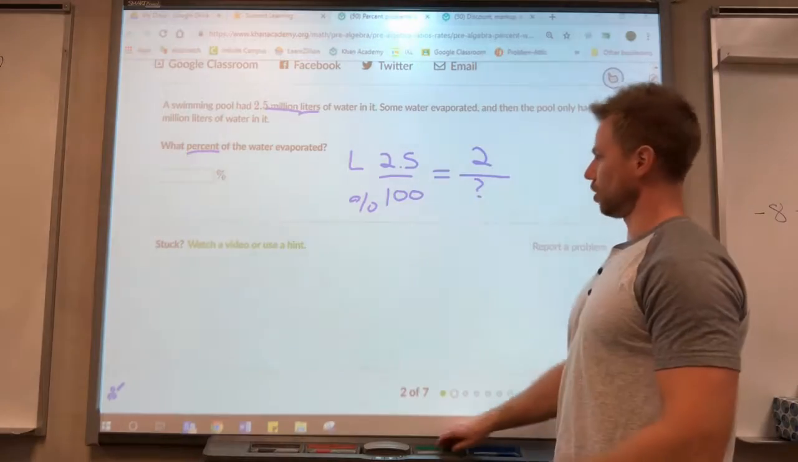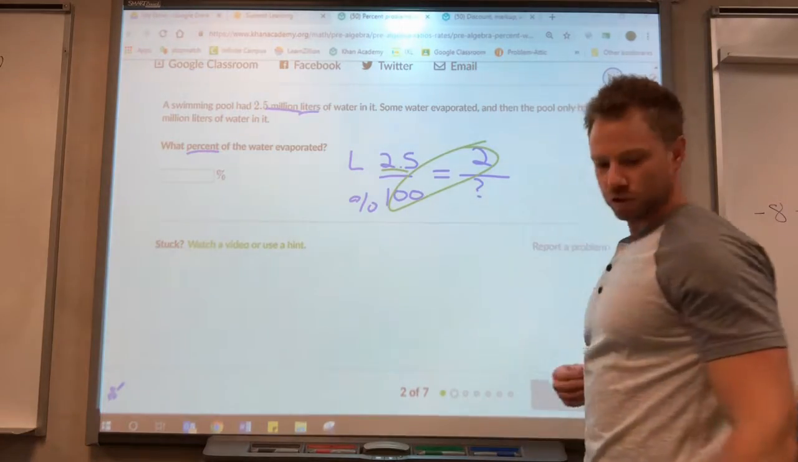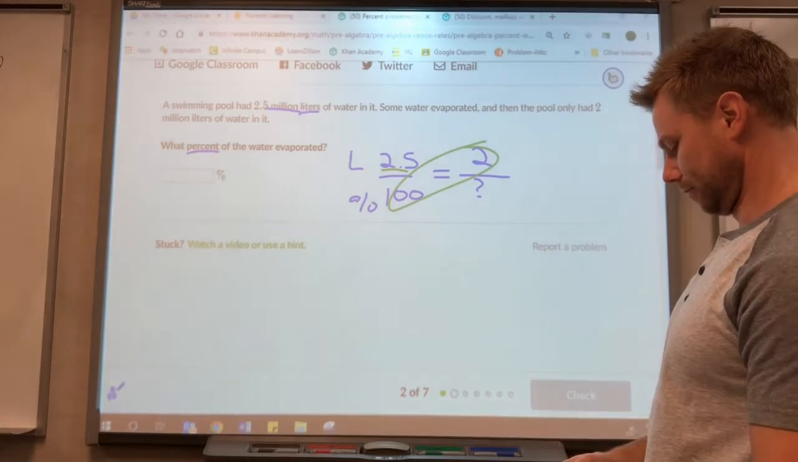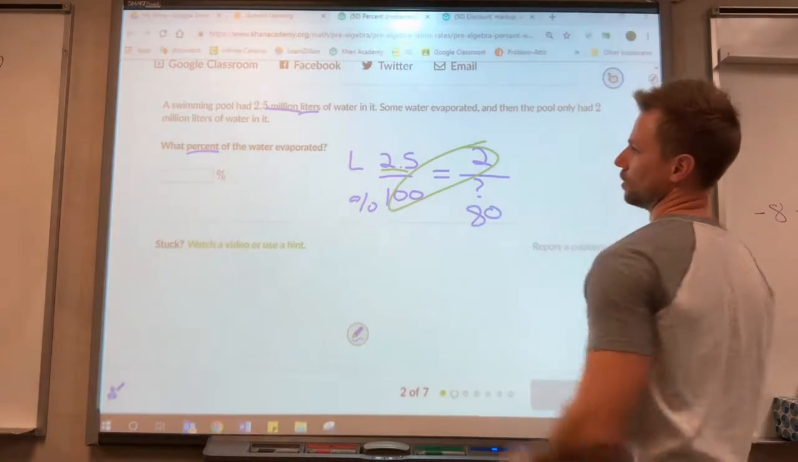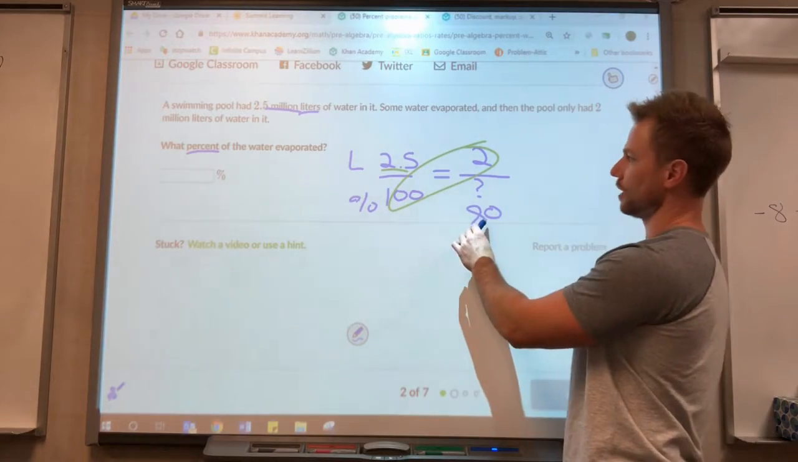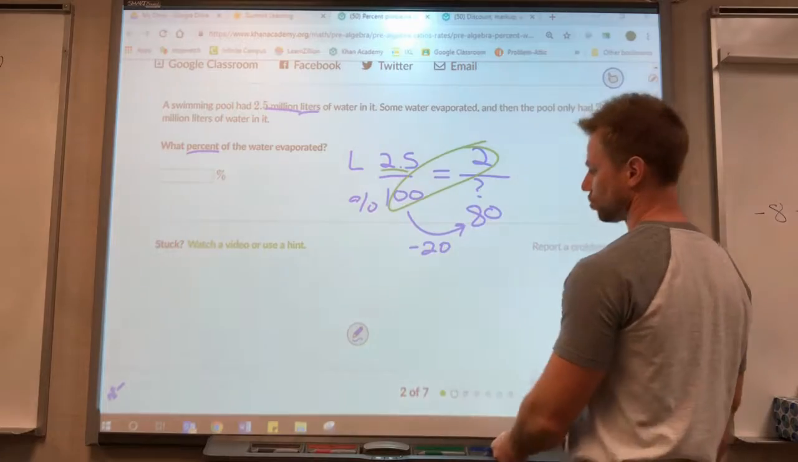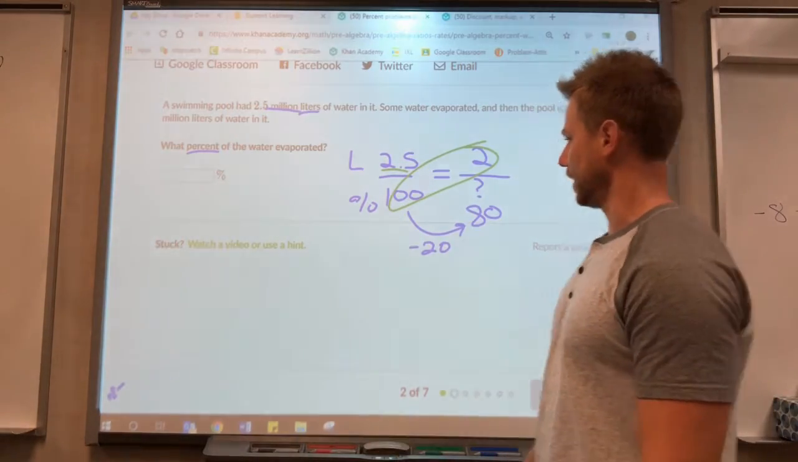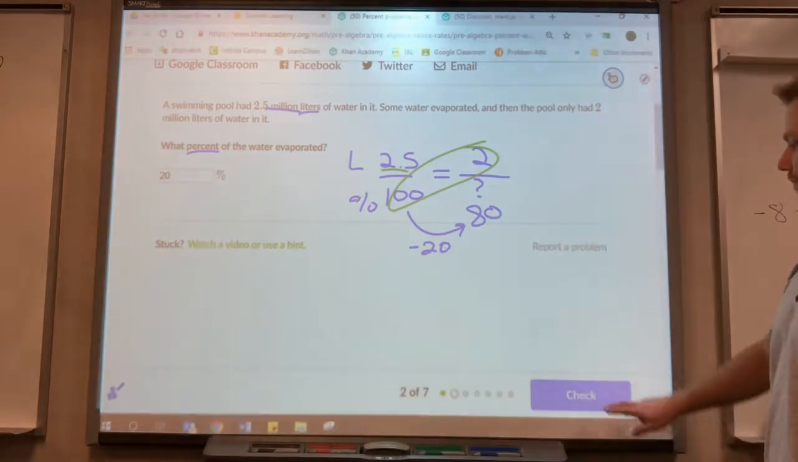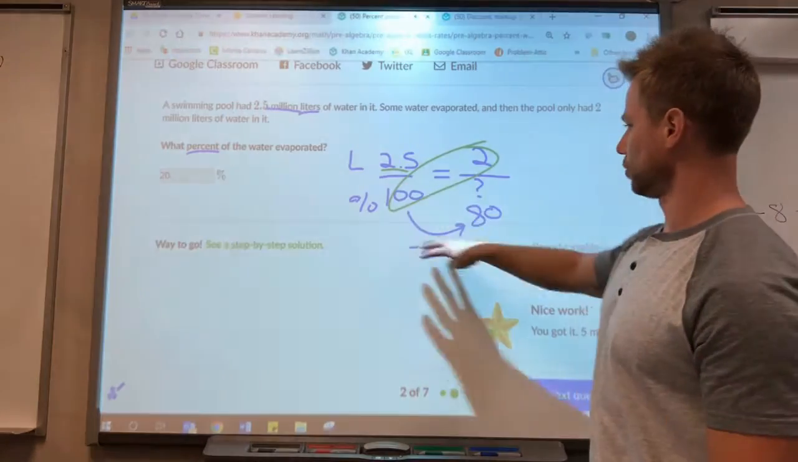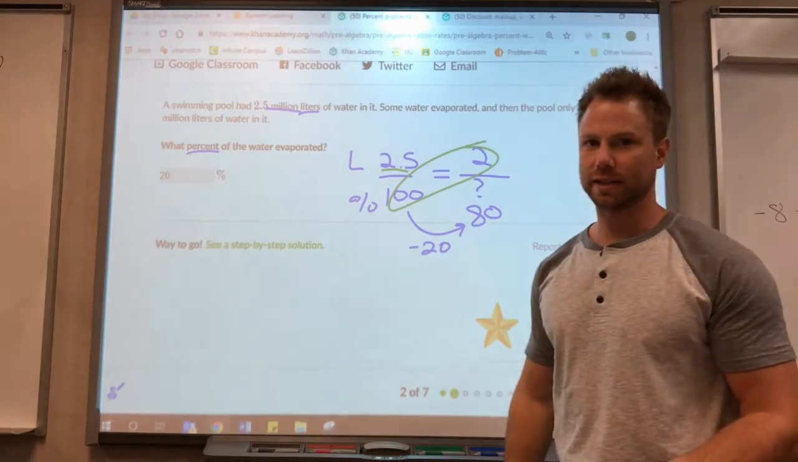All right, we can cross multiply, divide, figure out what that's going to be. 2 times 100 is 200. 200 divided by 2.5 is 80. So then this would be 80. So what percent evaporated? It isn't 80% that evaporated. How much did it go down? Well, it went down 20% to get to 80. So it actually evaporated, 20% evaporated. We had to figure out from our original to what it is now, how much did it go down? Okay, so again, understanding the context is really important.